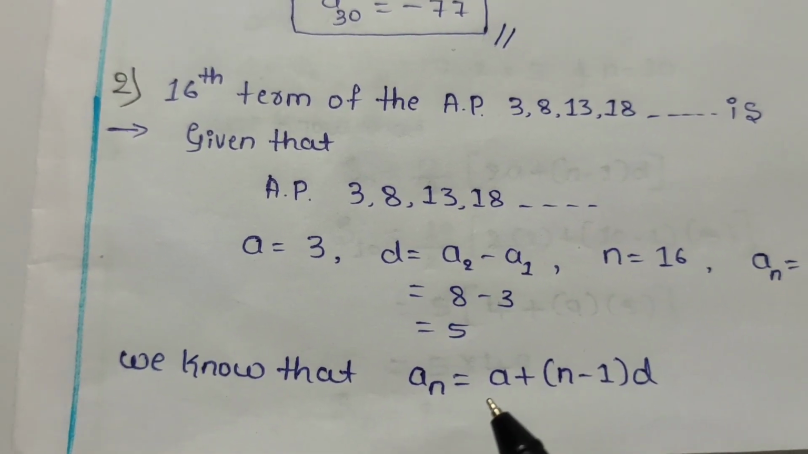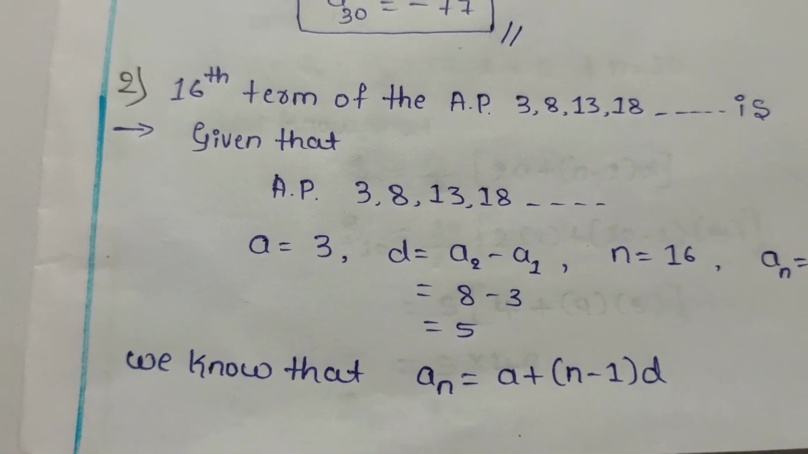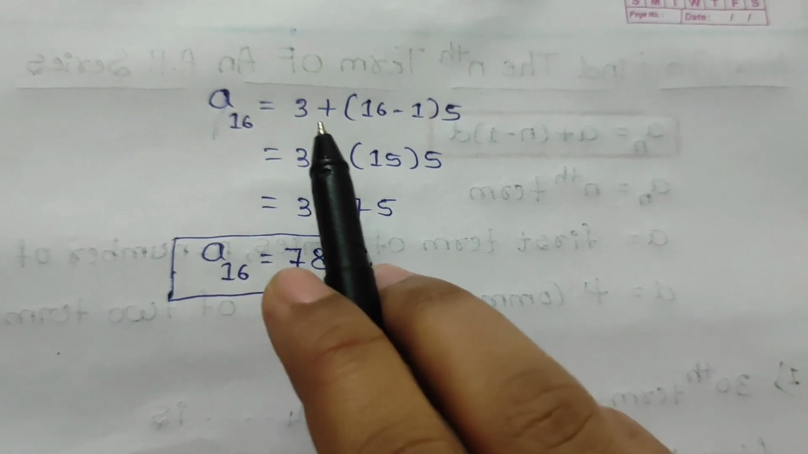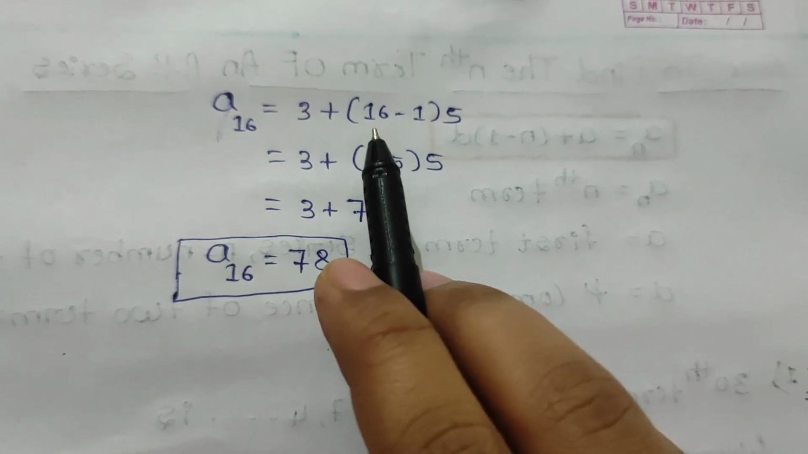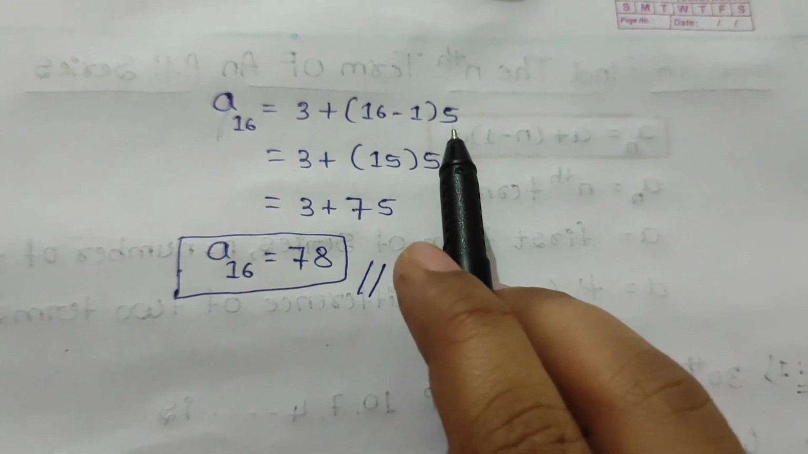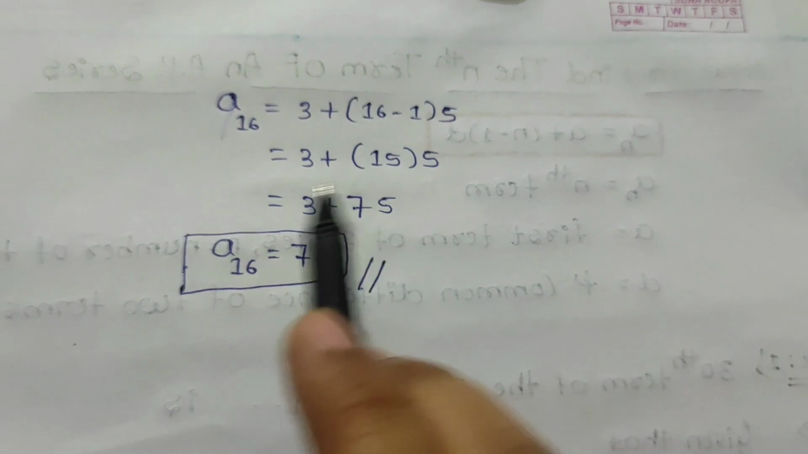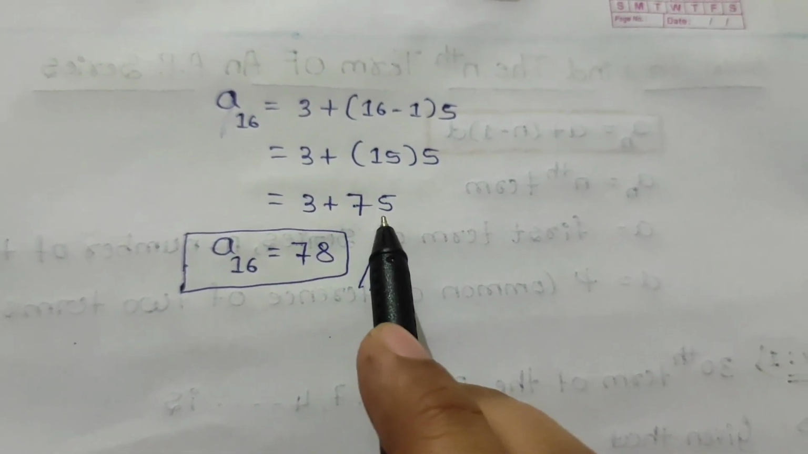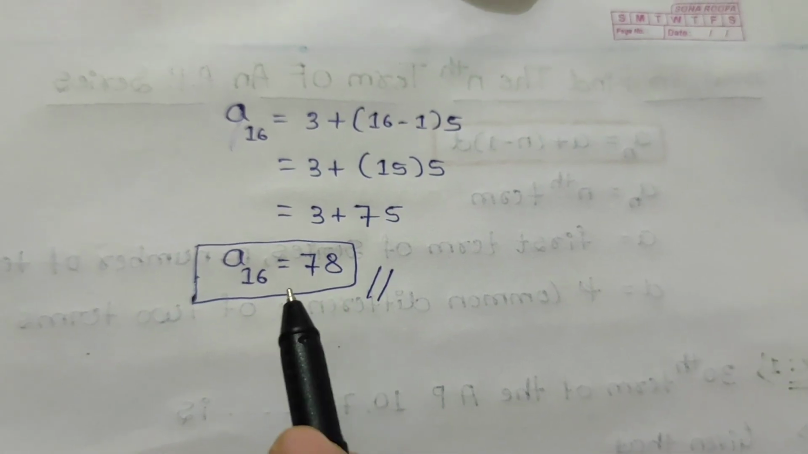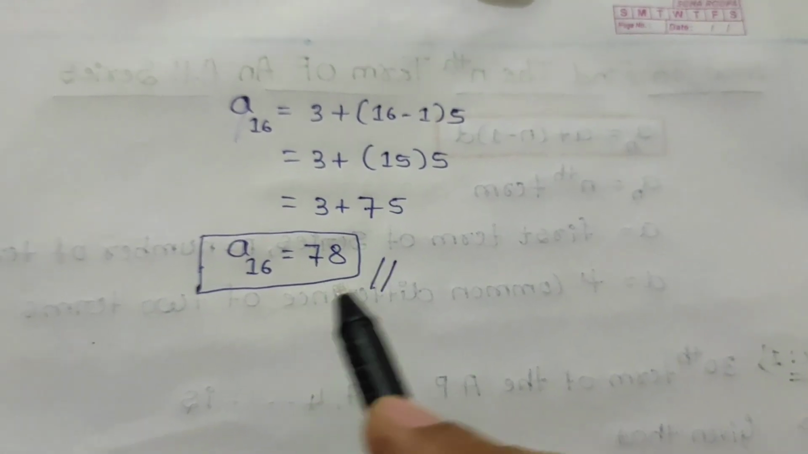We know that an is equal to a plus n minus 1 times d, which is a16 is equal to a, which is 3, plus n minus 1, where n is 16, so 16 minus 1, times d, which is 5. That is equal to 3 plus 15 times 5, which is equal to 3 plus 75. a16 is equal to 78. The 16th term of the AP series is 78. This is our final answer.